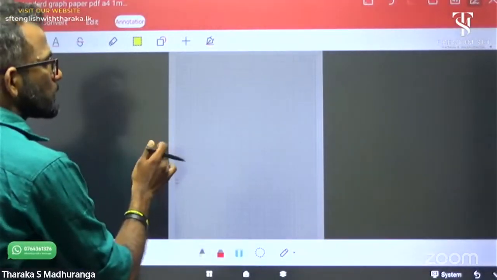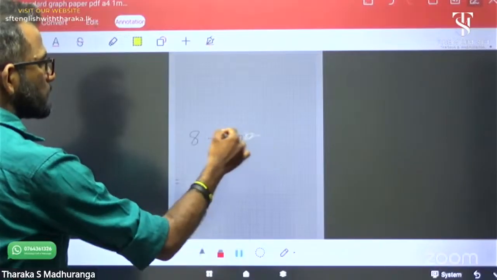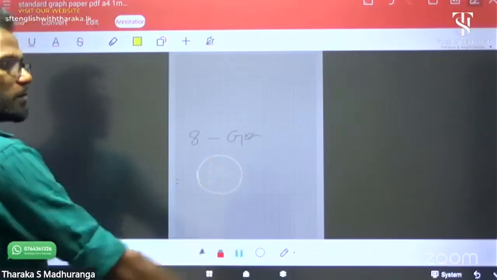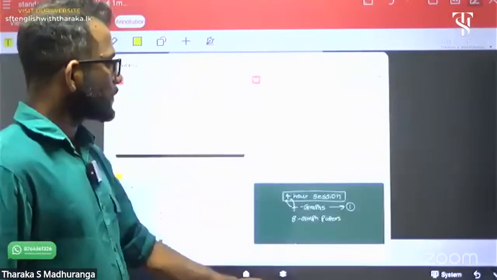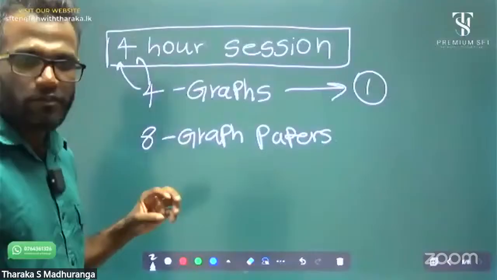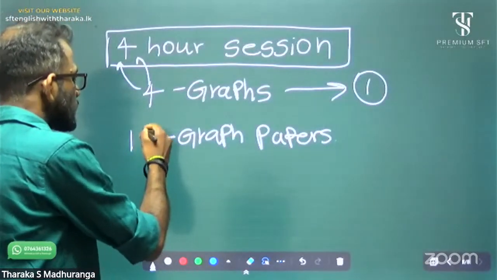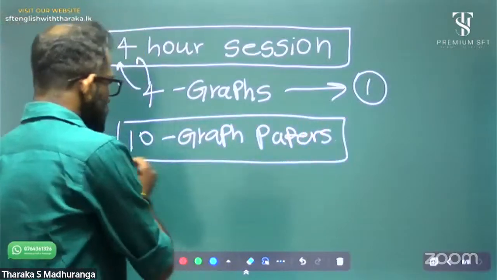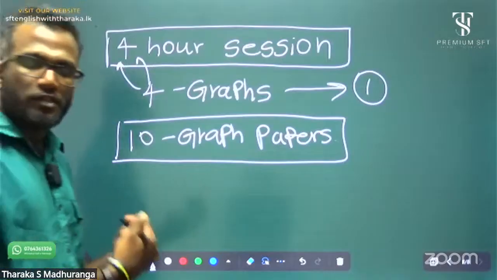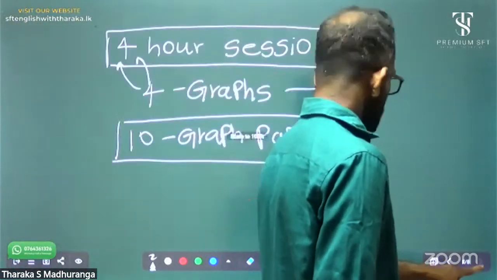You need this type, 8 graph papers. 8 graph papers, better to take 10. Normally 5 rupees to get 5 graph papers. 10 graph papers. Okay, that's about the final session of statistics.